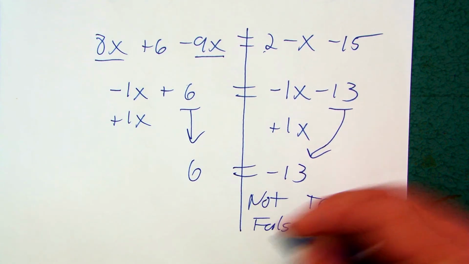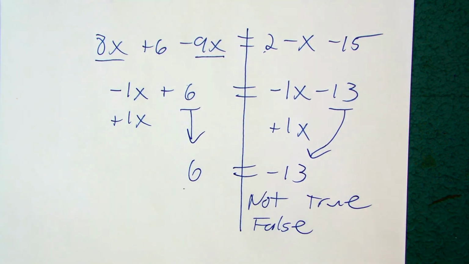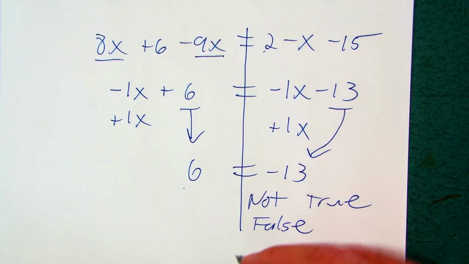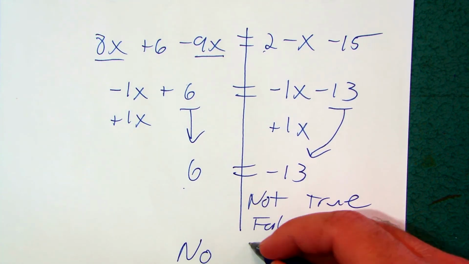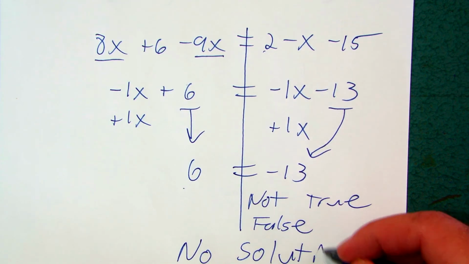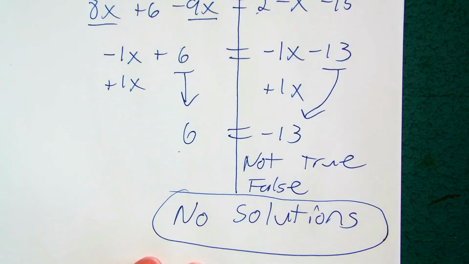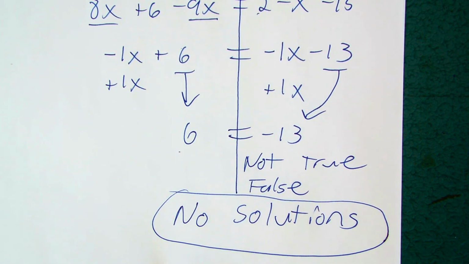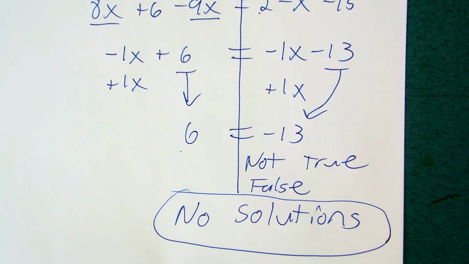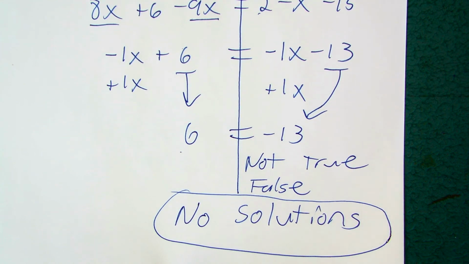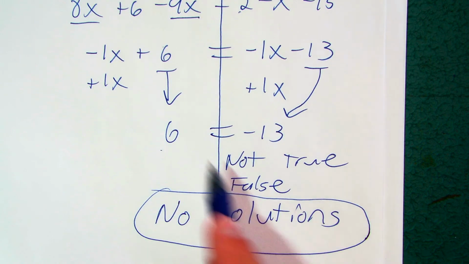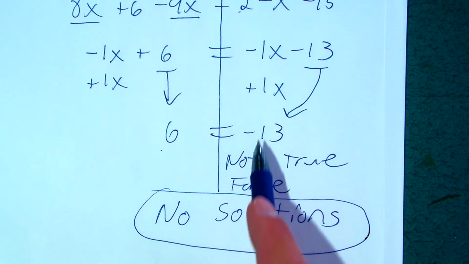If you get something like this, 6 equals negative 13, or like 8 equals 10, something you know is definitely not true, there are no solutions to this. That's all you got to say is no solutions. All right, and one more here. So again, that was your first special case. You get a false statement. There are no solutions to it.